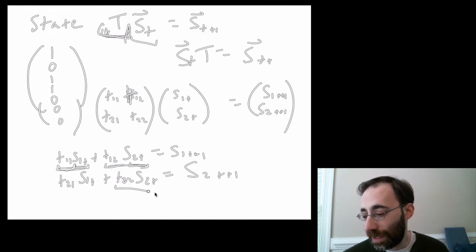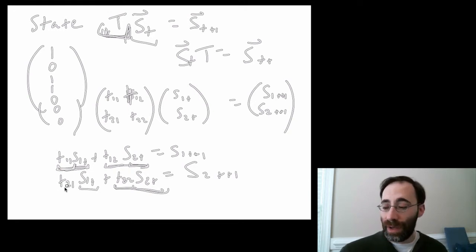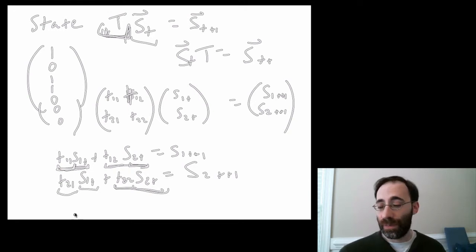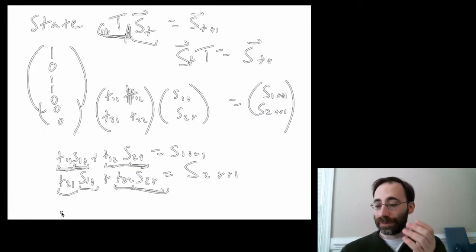Well, this one over here tells you the chance of, if you start at state 2 at time t, the chance of staying there is this T22. And this first one, if you start in state 1, what's the chance of moving to state 2? Well, it's T21. It tells you the chance of moving from state 1 to state 2.